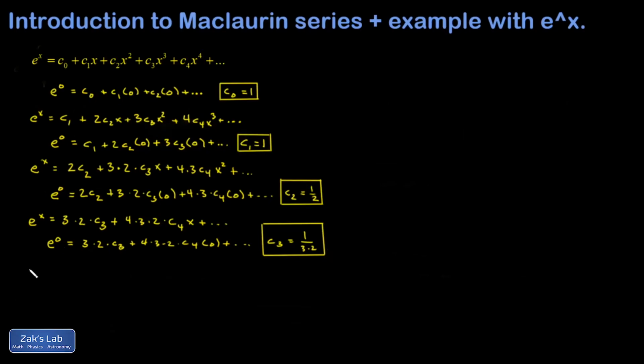And I'm just going to take one more term just to really nail down what's going on. Another derivative is going to expose that constant c4. And then I'm going to have additional terms with x's in them. I plug in x equals 0, and all those terms with x's in them die. And I have only the one out in front, 4 times 3 times 2 times c4. That has to be equal to 1, or e to the 0. So my c4 is going to be 1 over 4 times 3 times 2.